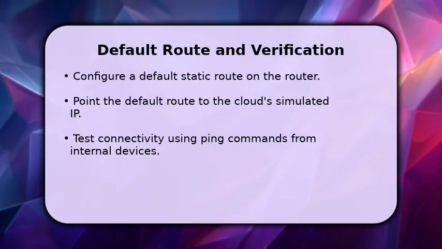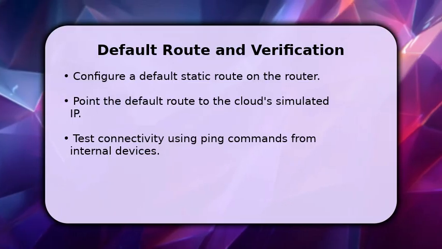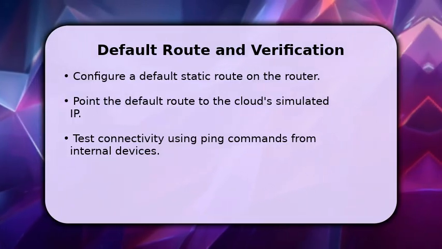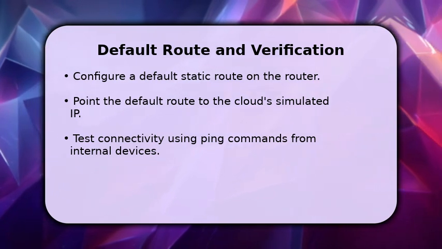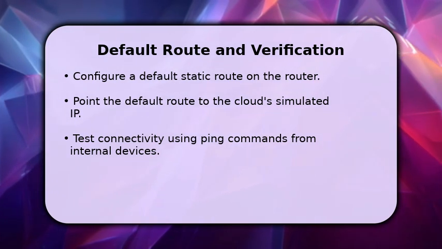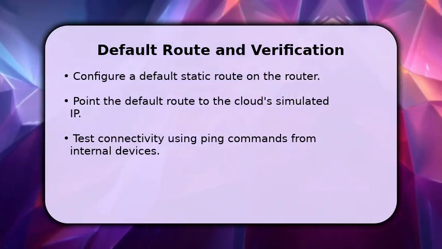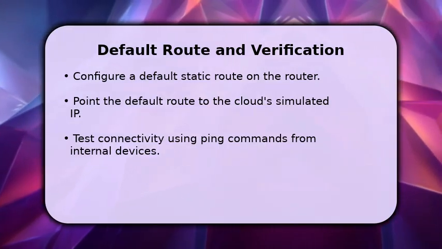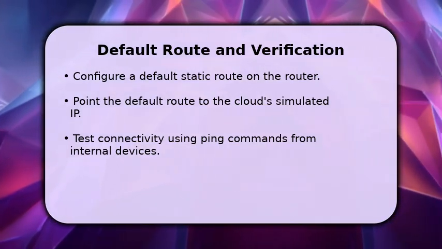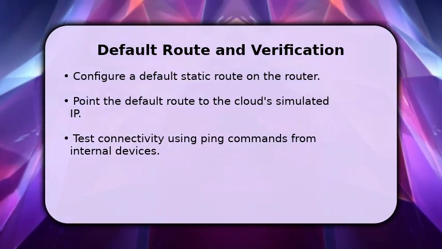The final crucial step is to add a default static route on your router. This route tells the router where to send traffic destined for networks not explicitly listed in its routing table, effectively pointing it towards the internet. Use the command ip route 0.0.0.0 0.0.0.0, followed by the next hop IP address, which is the cloud's simulated gateway. Then, test connectivity from your internal network using ping.